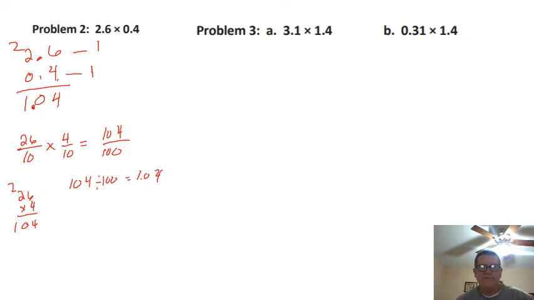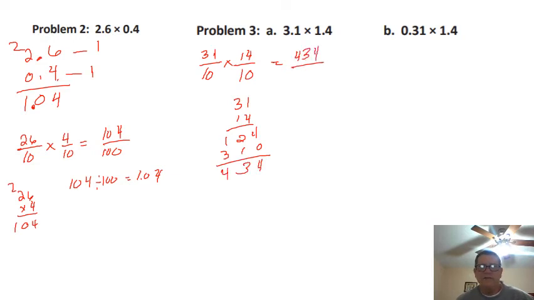Let's go to the next one. Let's do the fraction first this time. 31 tenths times 14 tenths is going to equal, let's say 31 times 14 is 434. So this is going to equal 434, and 10 times 10 is 100. Now I know this is 434 divided by 100, so it's going to shift place value 2 to the left, and I'll end up with 4.34.